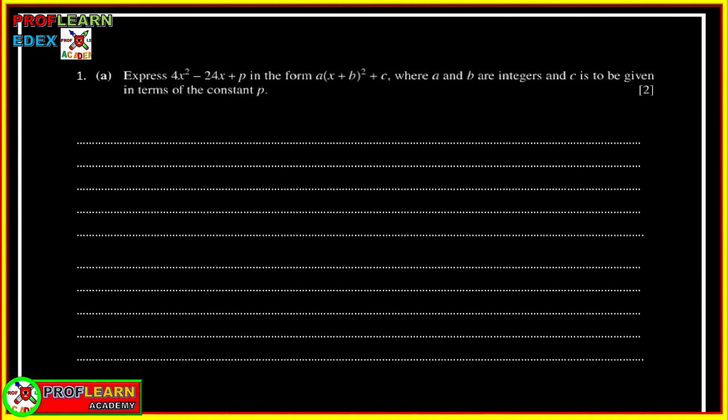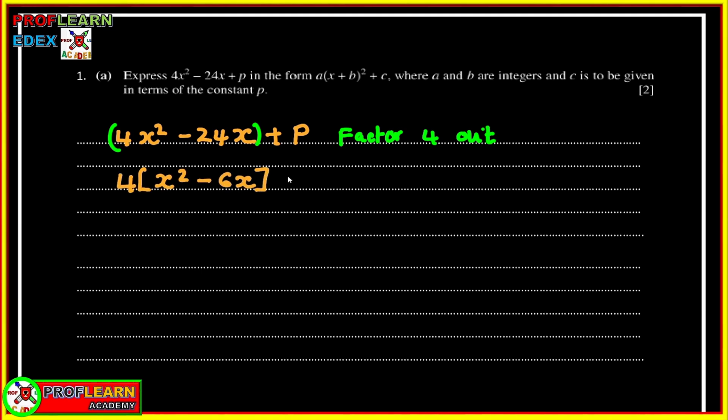So the first thing that we need to do here is write this equation the way it was, and I will group the first two terms so that I can factor 4 out. Once I've factored 4 out, you can see now I'll be having 4 into x squared minus 6x plus p.